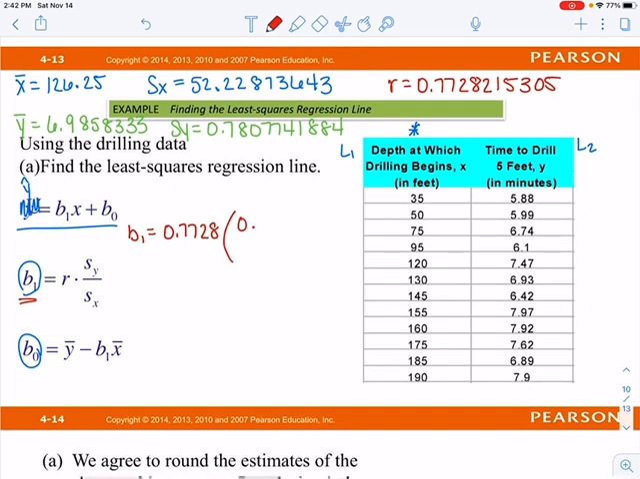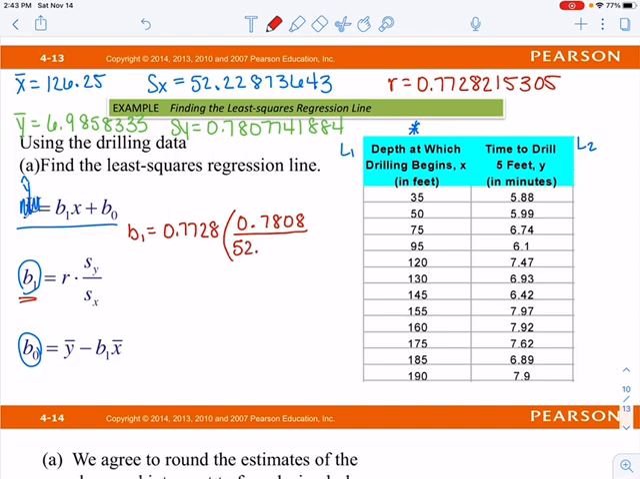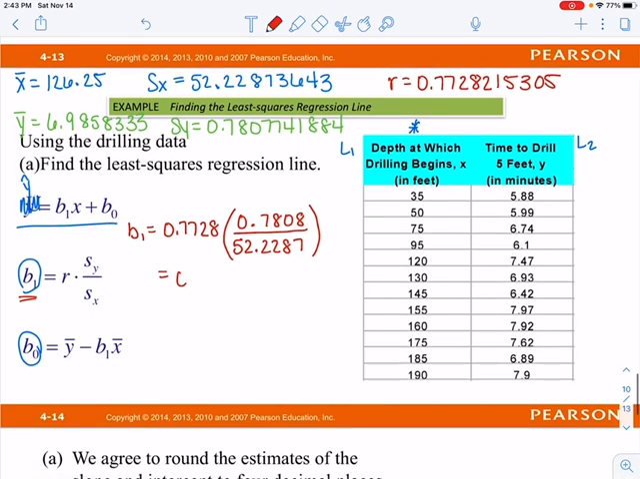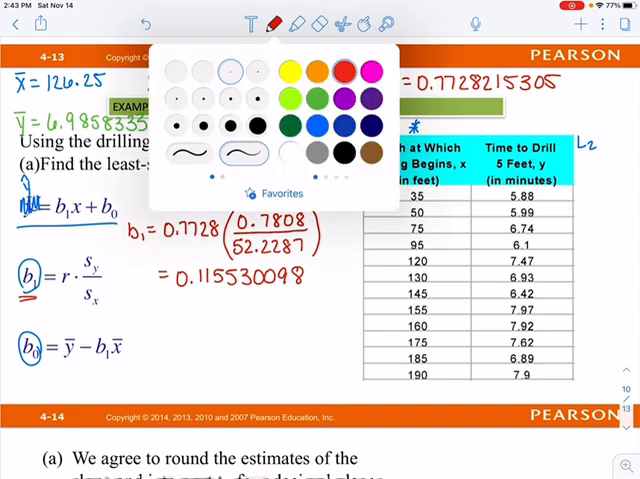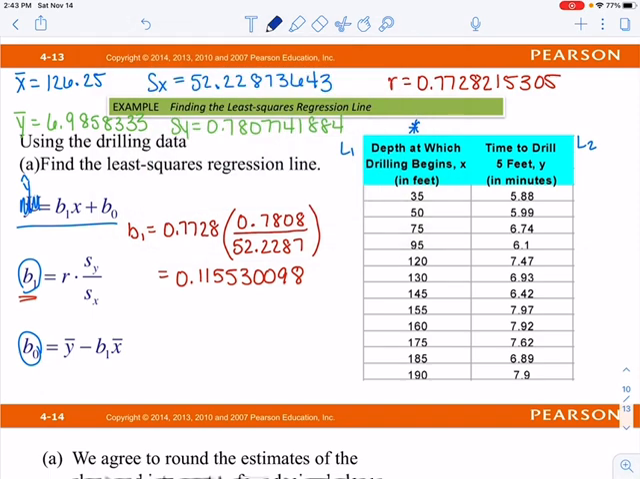That'll be 0.7808. And on the bottom, S sub X, the sample standard deviation of X, is going to be 52.2287. Okay, and when you stick that into the calculator, it should come out as 0.11553098. Again, that's assuming that you didn't round anything prior to figuring this out. I'll switch back to blue. So that's B sub 1.